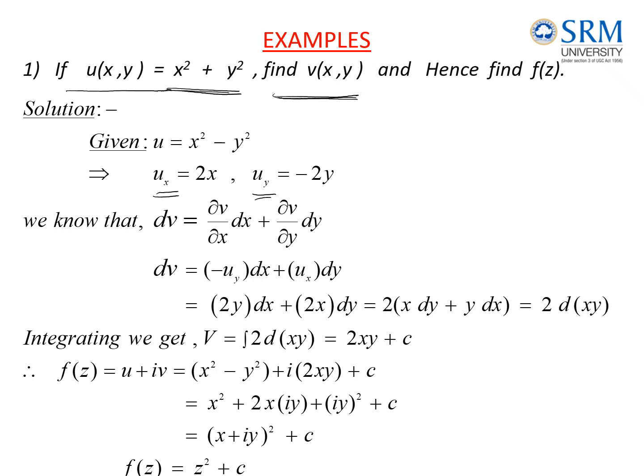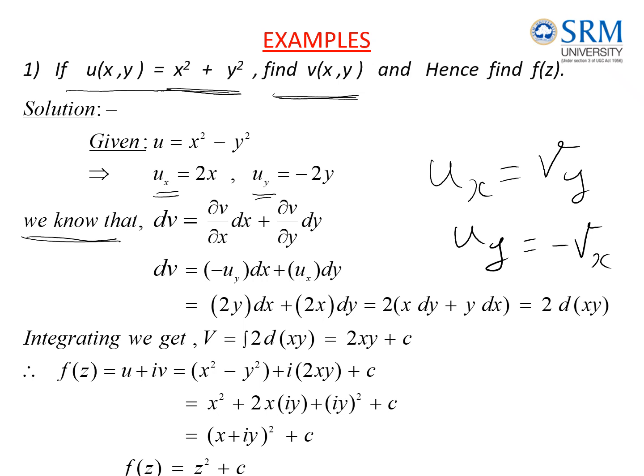If you differentiate u with respect to x, you will get 2x. Differentiate u with respect to y, you will get minus 2y. Then we need to take the total differential coefficient of v. Then using this statement, we can get dv. For that we need to rewrite dou v by dou x and dou v by dou y in terms of u. So by the CR equation, I can write ux equal to vy and uy equal to minus vx.